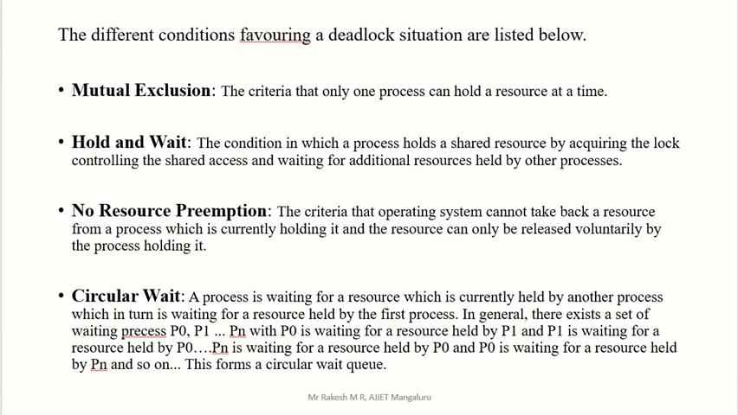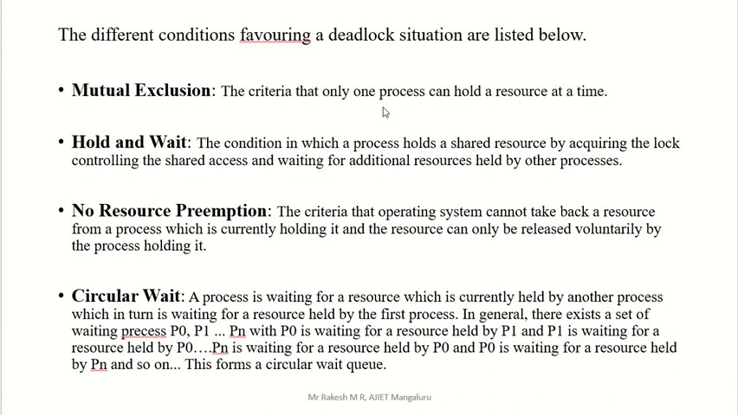The different conditions favoring a deadlock situation are listed below. One is mutual exclusion, second is hold and wait, third is no resource preemption, then circular wait. Mutual exclusion means what? Here the criterion is that only one process can hold a resource at a time. That is mutual exclusion.